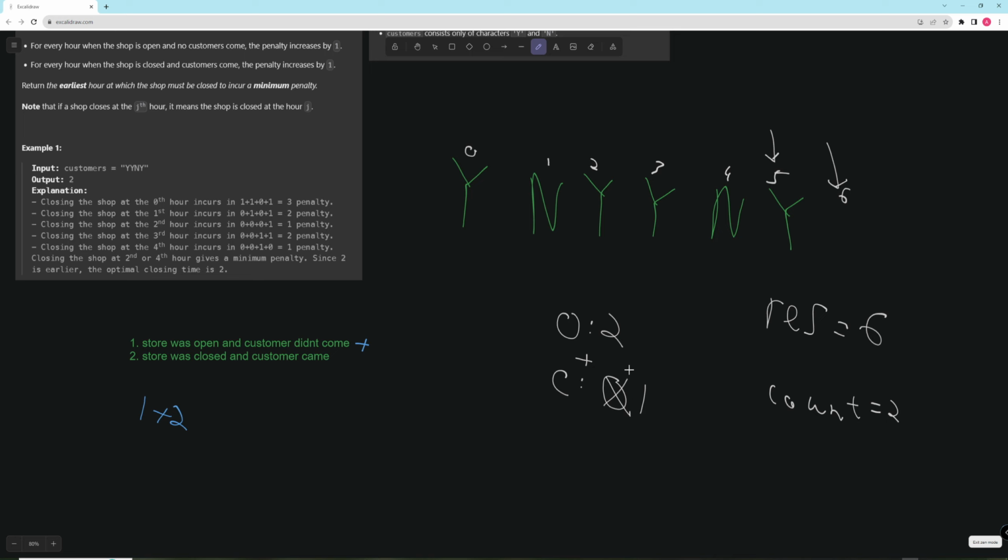And so we want the smallest count possible, and we want the result to be the very most left value possible. So here our count is 3, so we're not going to want to update the result. Okay, we're going to keep going.